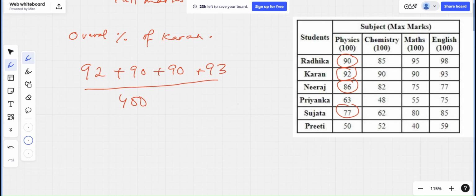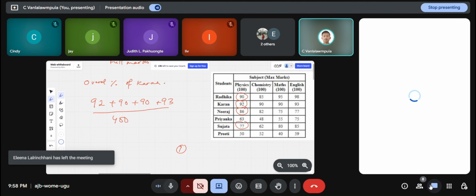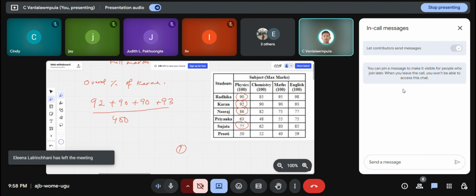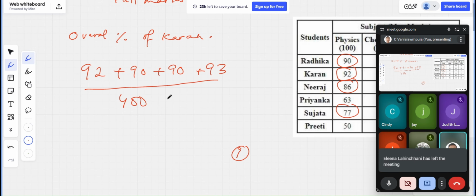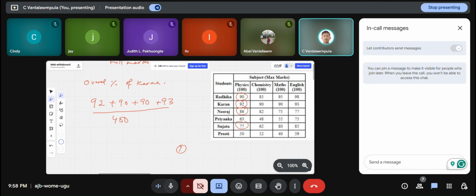Just add that and give me the answers quickly. All the answers are starting from 9. I just checked the options. Just give me the chat answers. What should be the answer? Use a calculator if you know the process. Overall percentage of Current. How much? I'm waiting.